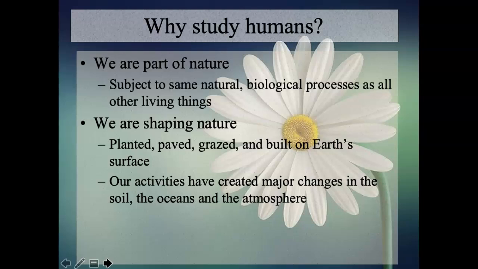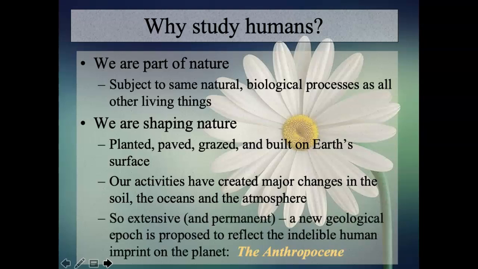It also forces us to be aware of how we are shaping the world around us as we've planted, paved, grazed, and built on much of the Earth's surface. Our human activities have created such major and indelible changes in the soil, the oceans, and the atmosphere that many scientists are proposing we define a new geological epoch or chapter in Earth's history called the Anthropocene to emphasize our imprint on the planet. An anthropological perspective and an evolutionary kin-centric worldview helps us to confront and actively engage with crucial issues facing our world.